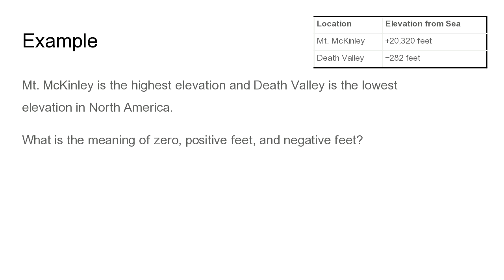All right, do we have an answer for Mount McKinley and for zero? Good job, Maya. 20,320 feet above sea level. So, Leonardo, both ladies mentioned a reference point. What is zero? Zero is that reference point, but they used a different word instead of zero.